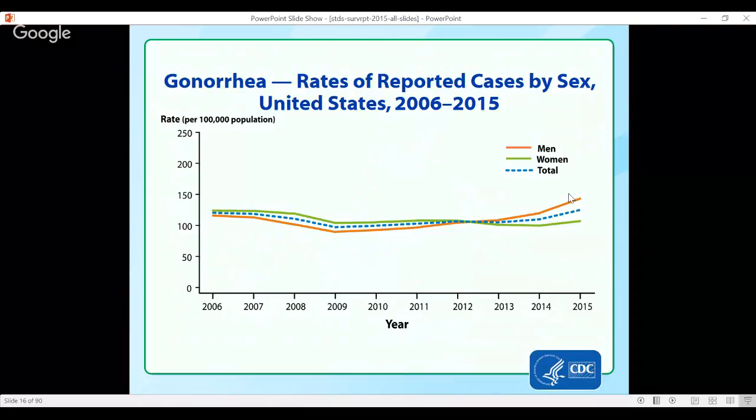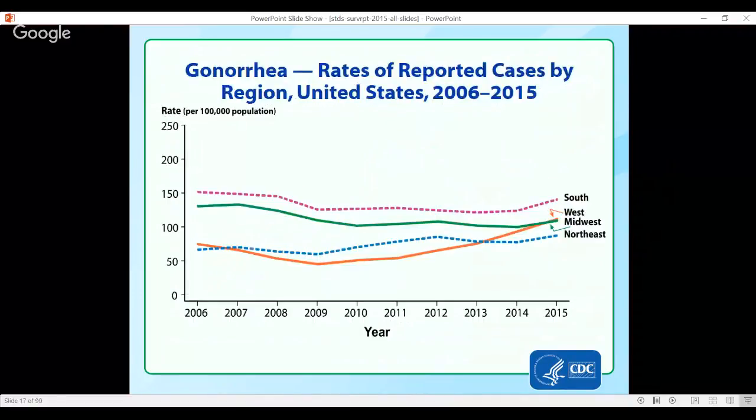And here we see that men actually have, that the trend has reversed, which is pretty interesting. So men are having higher rates of reported cases than women. So women were higher up until 2012. It looks like in 2012 they were equal, and since 2012 men have had higher rates of gonorrhea than women.